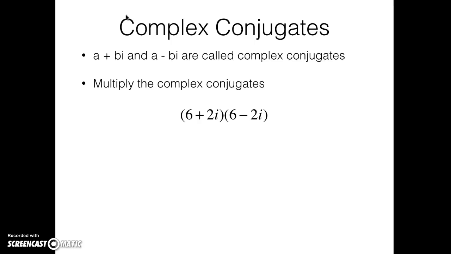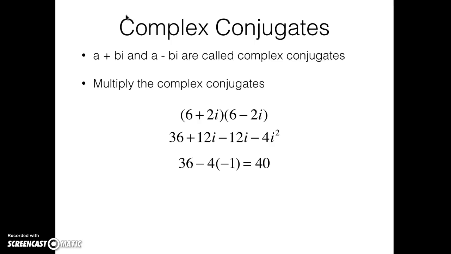Complex conjugates. An example of a complex conjugate is a plus bi and a minus bi. Those are complex conjugates. And if you notice, the b is positive in one of the terms and the b is negative in the other term. So we're going to multiply these complex conjugates together. We're going to distribute like we did last time, end up with 36 plus 12i minus 12i minus 4i squared.